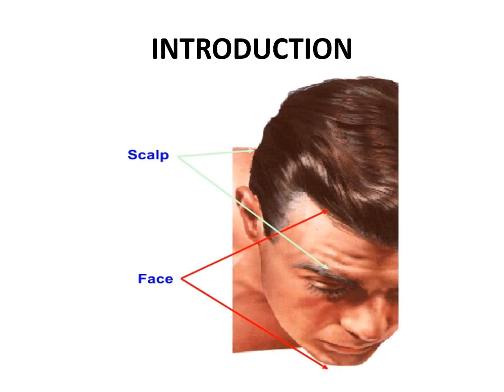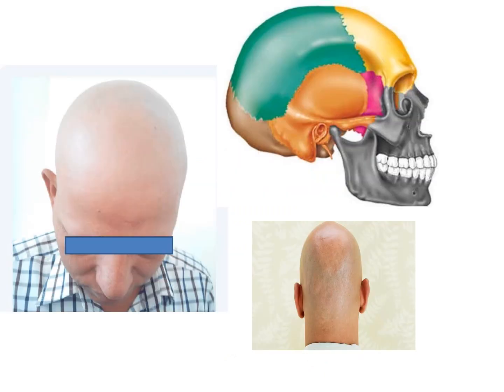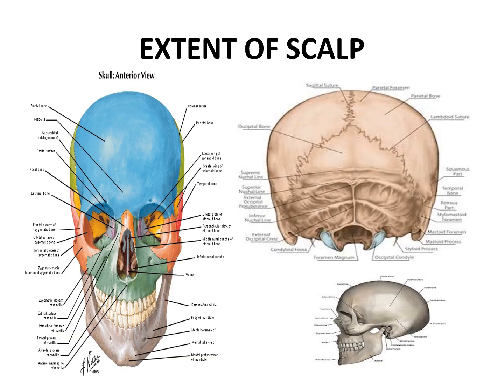So in this slide, what you're seeing here, this is the scalp. So basically, the scalp is a soft tissue which is attached to the cranial vault. So this is the cranial vault, and the soft tissue which is attaching to the cranial vault is known as the scalp. Let us see the extent of the scalp.